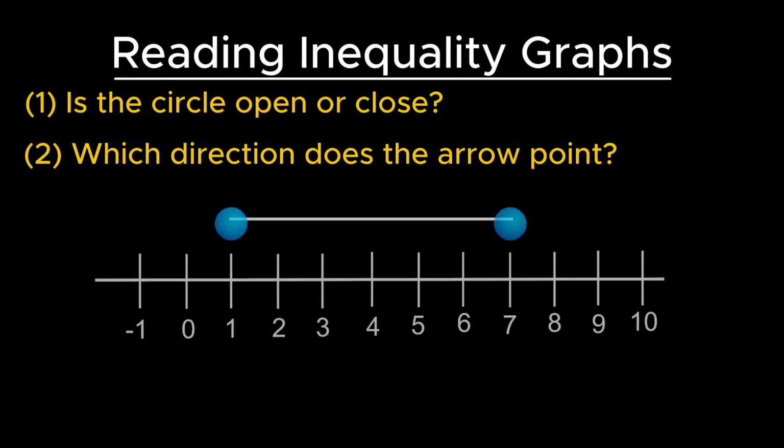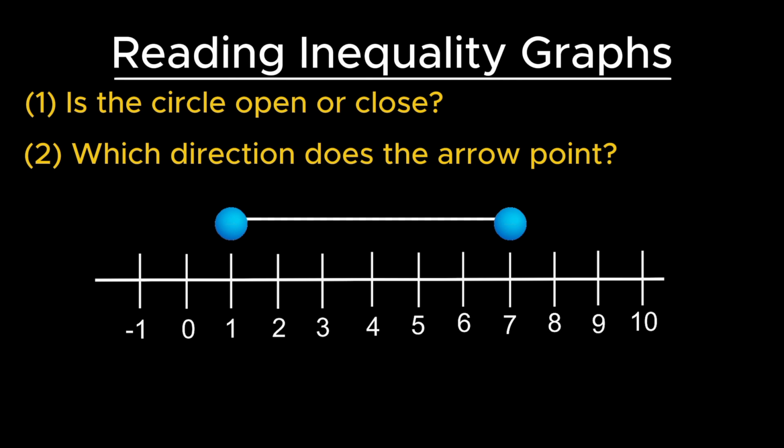One more example on this, so you can fully understand it. Here, we have a closed circle at 1, and a closed circle at 7, with a straight line connecting the two circles. So, this means x is between 1 and 7.